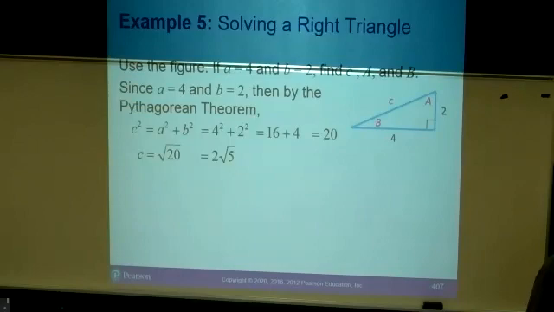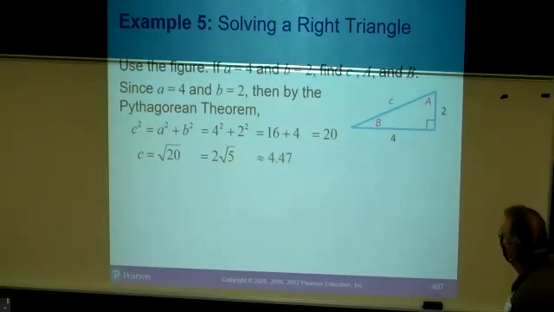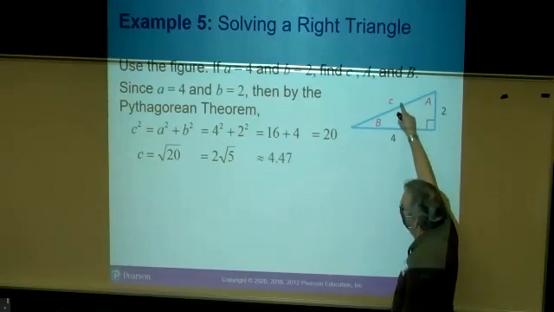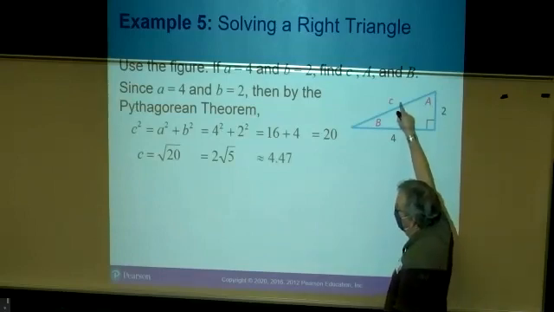And I'm curious, do they round it? Yes, they do round it. So they type it into the calculator and get 4.47. So the length of this side over here is 4.47.